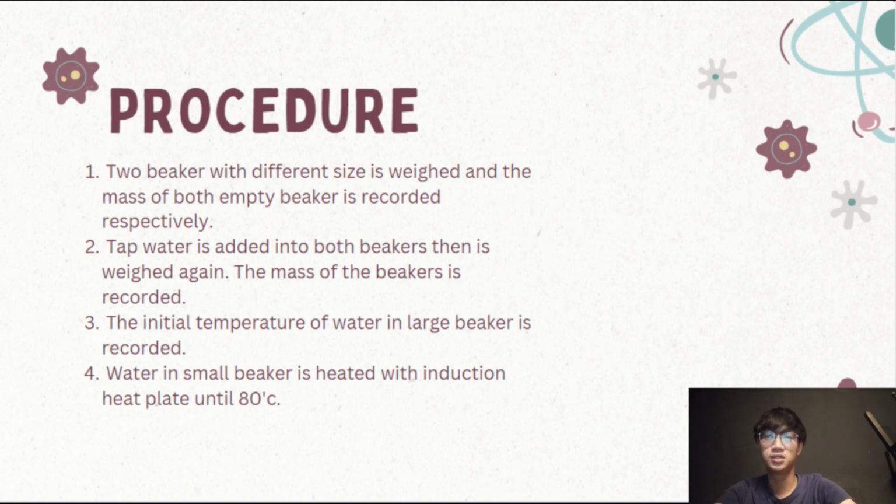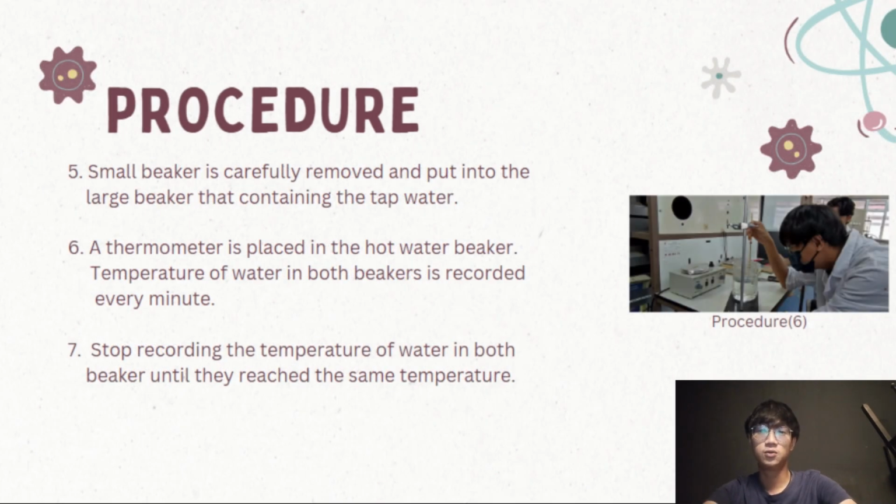Water in small beaker is heated with induction heat plate until 80 degrees Celsius. After water in small beaker reaches 80 degrees Celsius, small beaker is carefully removed and put into the large beaker that contains the tap water. A thermometer is placed in the hot water beaker. Temperature of water in both beakers is recorded every minute. Stop recording the temperature of water in both beakers until they reach the same temperature.